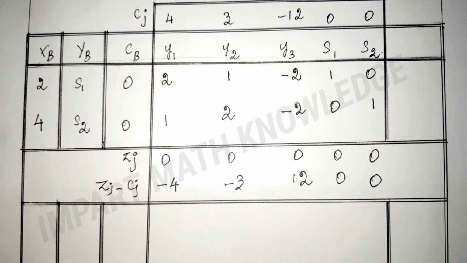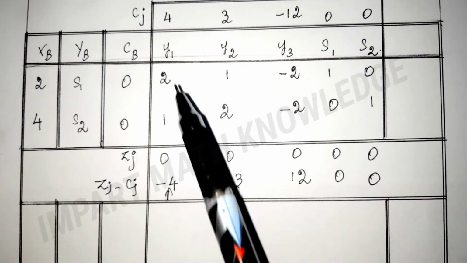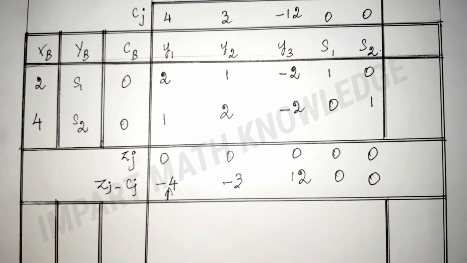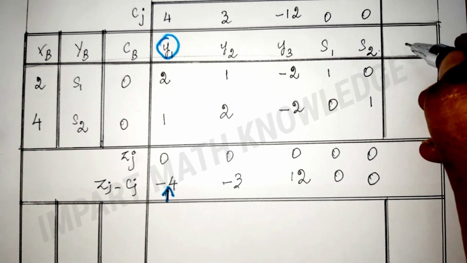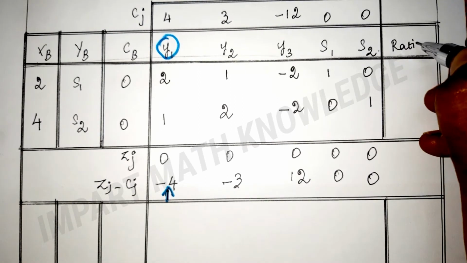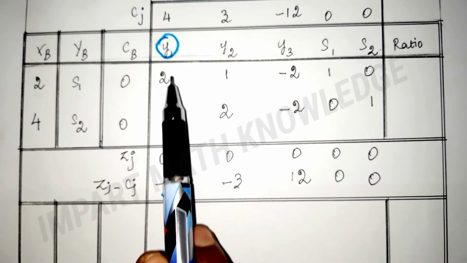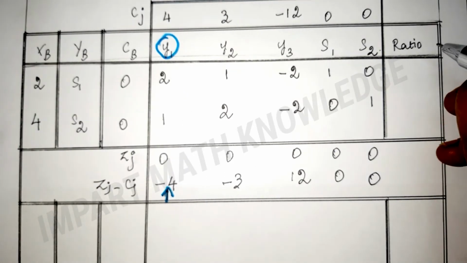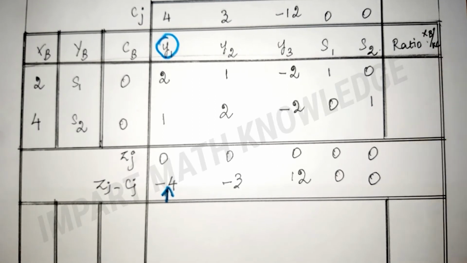For finding the entering variable, we have to select the most negative value in Zj minus Cj. Here the most negative value is minus 4. So the corresponding variable y1 enters into the next table. Next we have to find the leaving variable. For that we have to find the ratio. This ratio is nothing but xb column divided by key column.